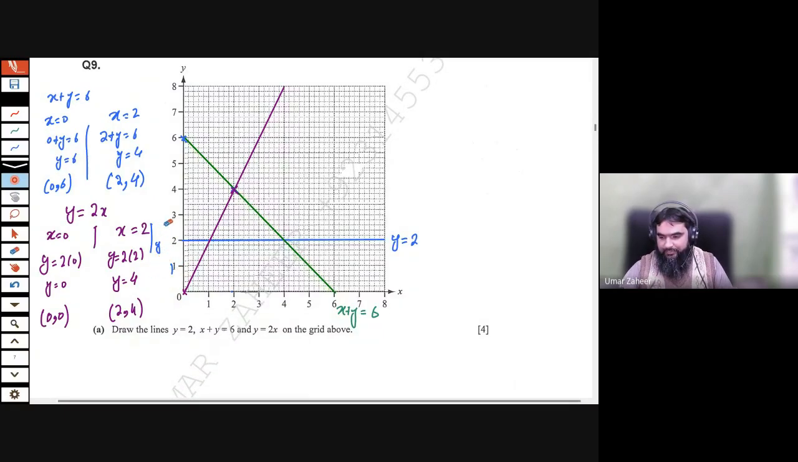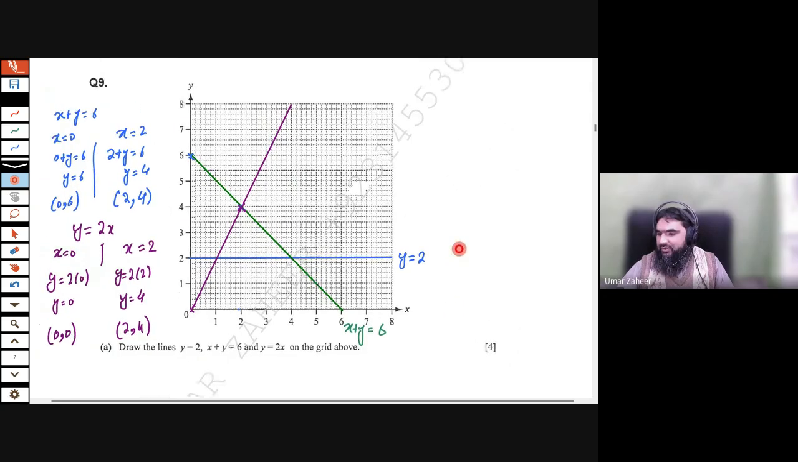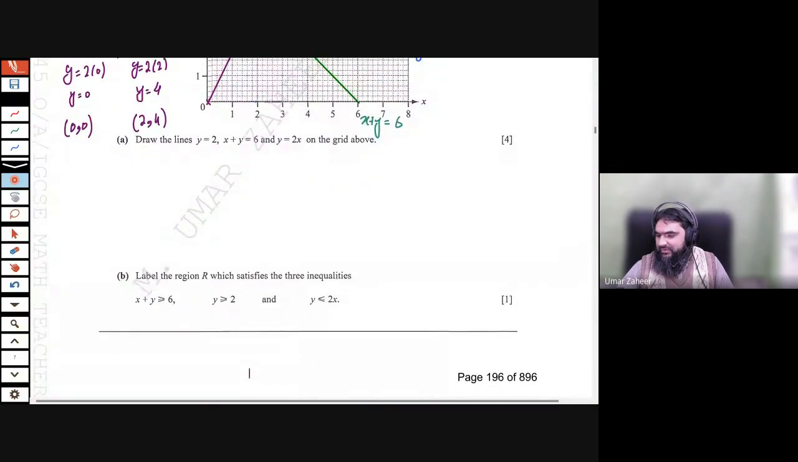All right. Yes, it is clear. All right, we have drawn the line. Next, he says that you have to label the region that satisfies the inequalities.